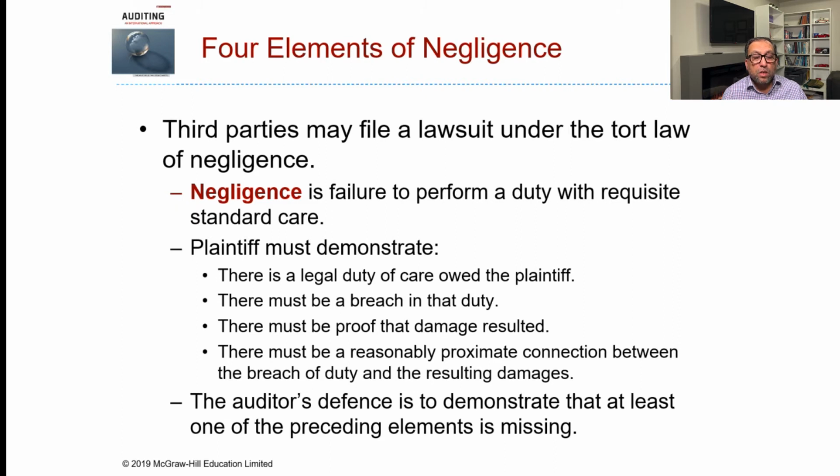The plaintiff must demonstrate there is a legal duty of care owed to the plaintiff. There must be a breach of that duty. There must be proof that damage resulted. There must be a reasonable proximate connection between the breach of duty and the resulting damages. The auditor's defense is to demonstrate that at least one of the preceding elements is missing.